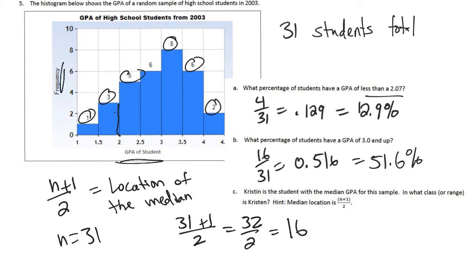Now we figure out where the 16th location would be. If you count from the tops of your bars here, we have 1 plus 3, 5, 6. If you're counting up, the 16th is going to be in the 3 to 3.5 GPA range.